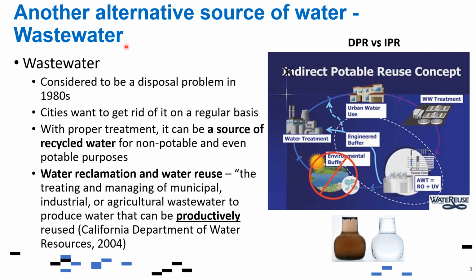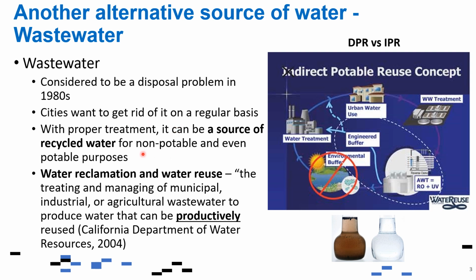The wastewater before was considered to be a disposal problem, especially in the 1980s. They didn't see any value in the wastewater, and so cities wanted to just get rid of it on a regular basis. But after some time, people realized that in fact, with proper treatment, the bulk of the wastewater is actually water, and the rest are solids. So with proper treatment, it can really be a good source of recycled water for many different purposes, not only for non-potable purposes, but even for potable purposes, depending on the technology. The advancement of technology has enabled this treatment.